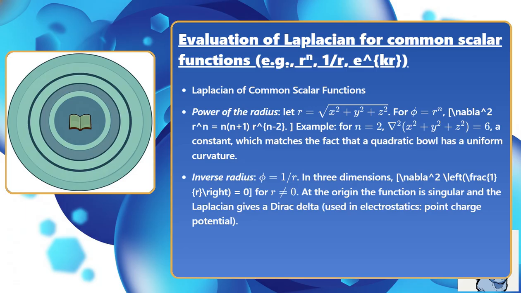Inverse radius. Phi equals 1 over r in 3 dimensions, nabla squared 1 over r equals 0 for r not equal to 0. At the origin the function is singular and the Laplacian gives a Dirac delta, used in electrostatics as the point charge potential.